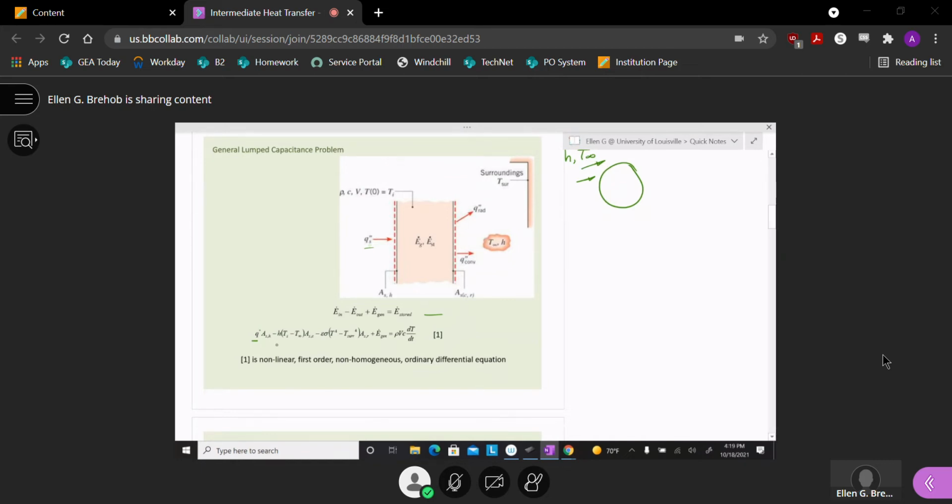And then convection. Okay, so we're used to that h (Ts minus T infinity). And they're showing that on our particular surface area. And it might be different. It might be both faces. It might be a single face.